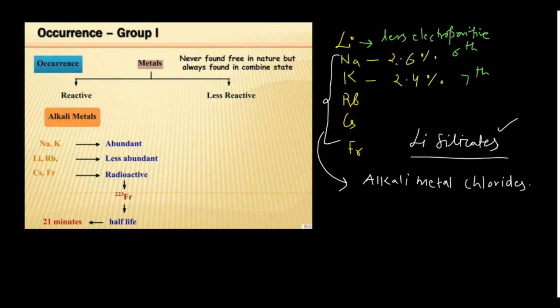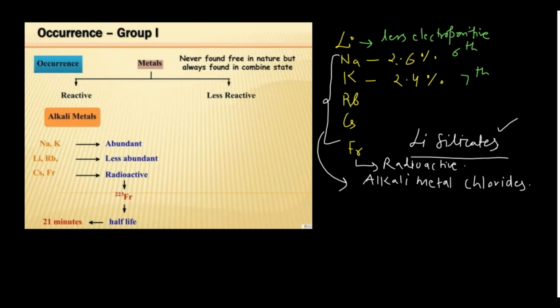The compounds of sodium and potassium are the most abundant in nature, while the remaining alkali metals occur in nature very rarely. However, you know that francium is radioactive. Please remember, it decays on its own, and it is very short lived.